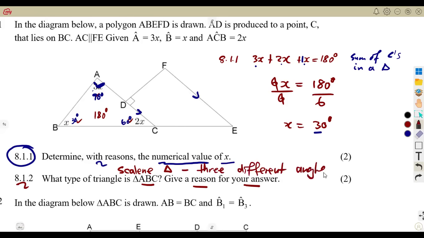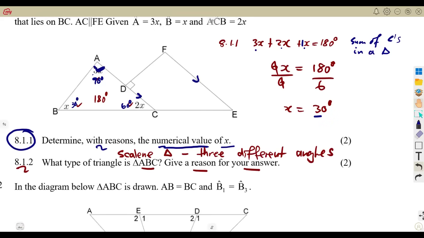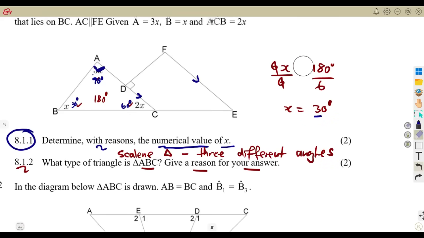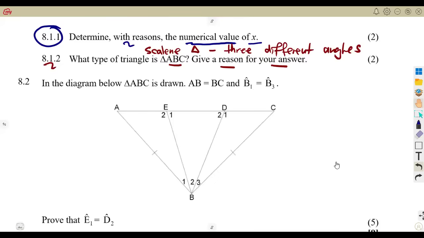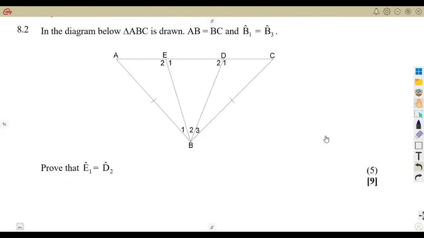It can be in terms of sides. If you are given sides which are different, 3 different sides, still that's a scalene. Or it can be taken from angles. If all of the angles are different, that will be a scalene. 8.2, in the diagram, triangle ABC is drawn, and we are given these sides.